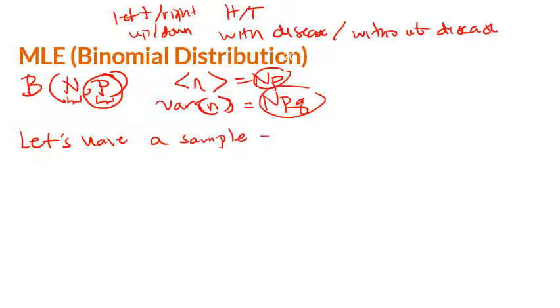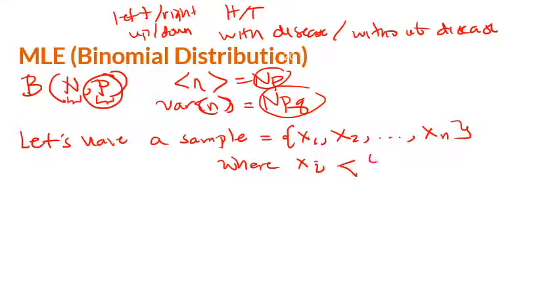So yung sample natin, class, let's say x1, x2, and so on, x sub n, where x sub i has two values. Yung x sub i natin, ang value niya is either 0 or 1, kasi it's either, let's say, kung may disease ka, 1. If you do not have the disease, 0. Okay?